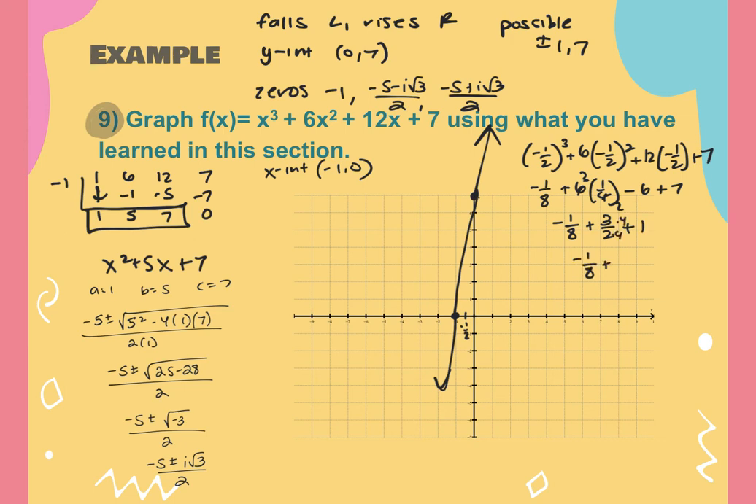Times 4. 1, 8, 8. And this is 11, 19 over 8. Wait, this should be 8, sorry. So this is 2 and 3/8. So I know that here it's like around there, which is kind of accurate where we put it.